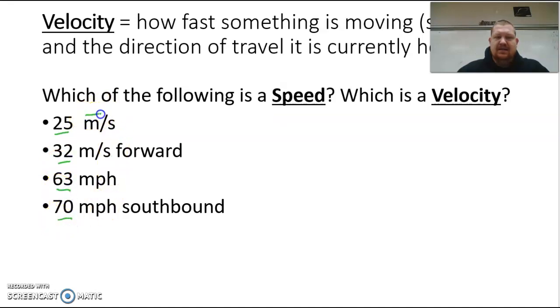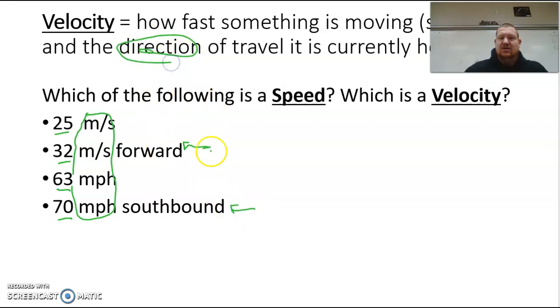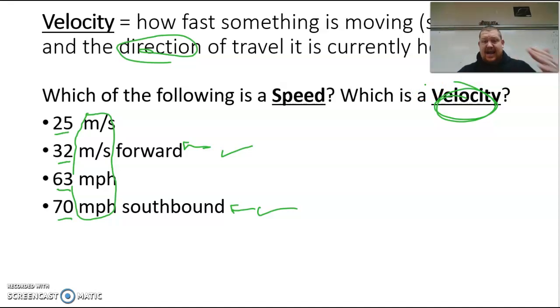And then look at these. So this is our unit for speed, right? So meters per second, miles an hour, kilometers a second, kilometers an hour, whatever. These are our units for speed, a distance and a time. What is different about this is these, right? These are directions, okay? Directions. So if it has a direction, it's a velocity. If it does not have a direction, it's just a speed, right? So all velocity is just speed and direction.